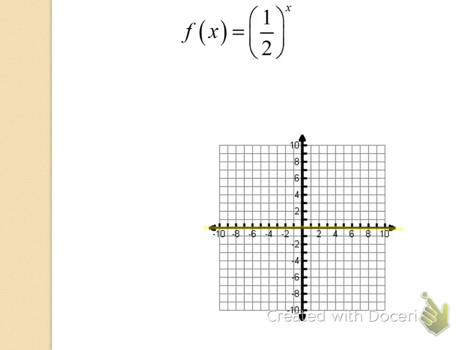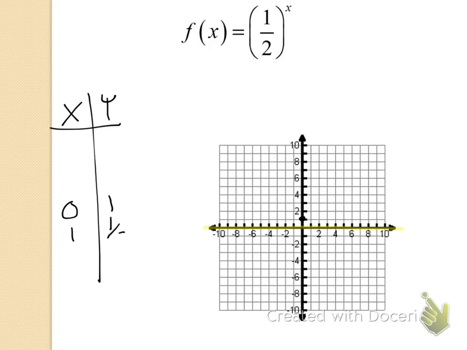And then I'm going to make a little xy chart. And I'm going to put 0 right here in the middle. Anything raised to the 0 power is obviously 1. So I'll put that point in, 0, 1. But when I plug in 1, what's 1/2 raised to the 1? 1/2. What's 1/2 squared? 1/4. Notice how I'm approaching the horizontal asymptote this way.